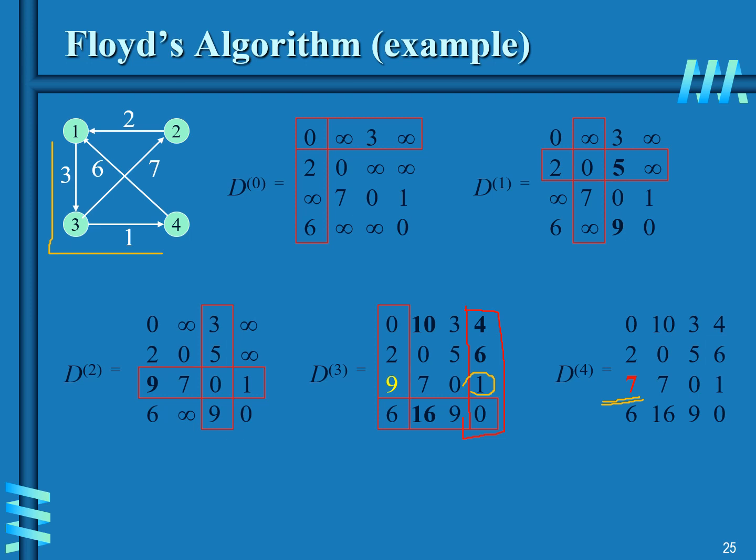Okay, so we have found out the all pair shortest path problem by applying Floyd's algorithm, using the algorithm design technique, dynamic programming.